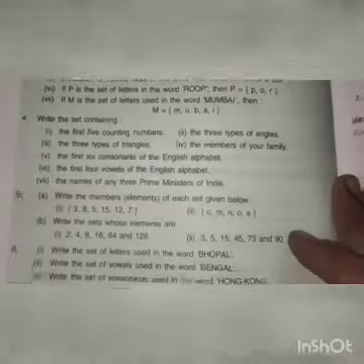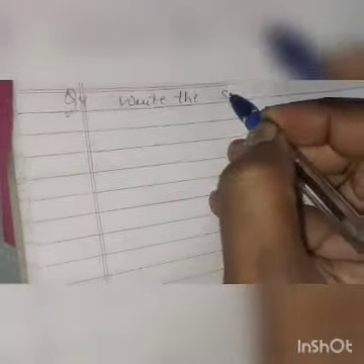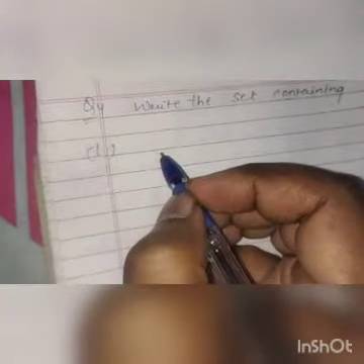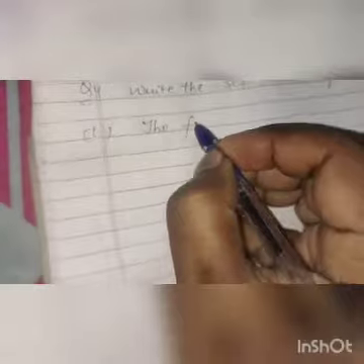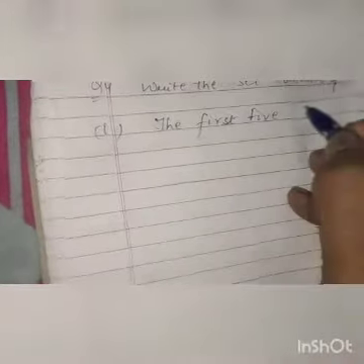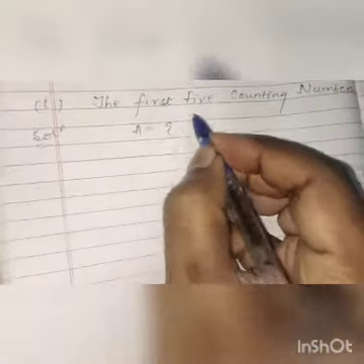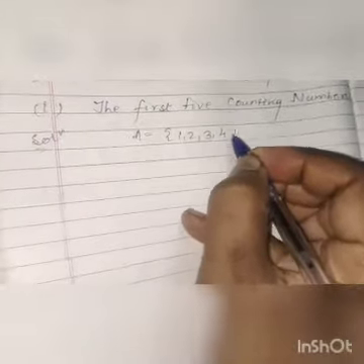Okay, let's move on to question number 4. Question 4 is: write the set containing the first 5 counting numbers. So you have to write them in a set. Solution: name this set as A, and the first 5 counting numbers are 1, 2, 3, 4 and 5.